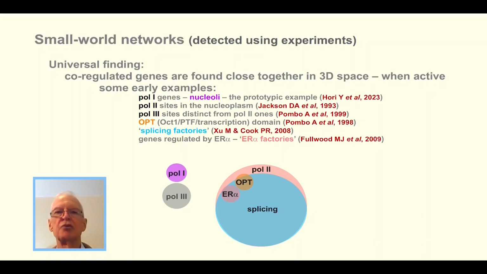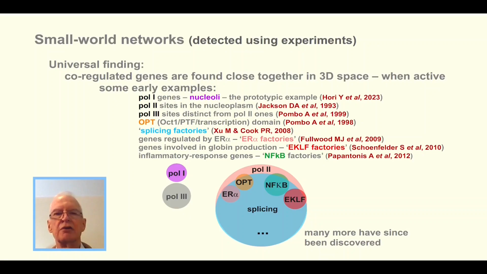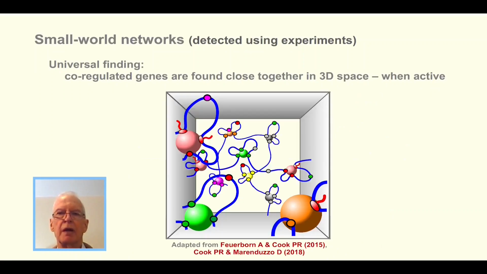Similarly, genes that are regulated by the transcription factor ER-alpha, genes that are involved in globin production, and inflammatory response genes, all are concentrated in local clusters when they are active. And those are just some of the early examples. So I'm going to reprise this in a slightly different way.